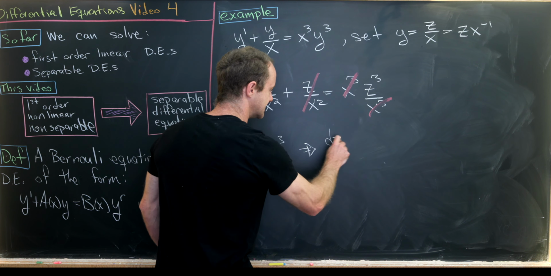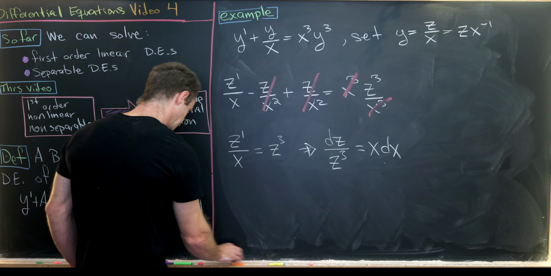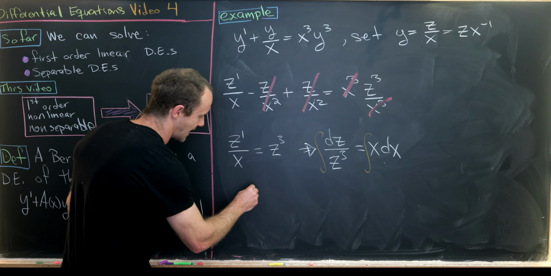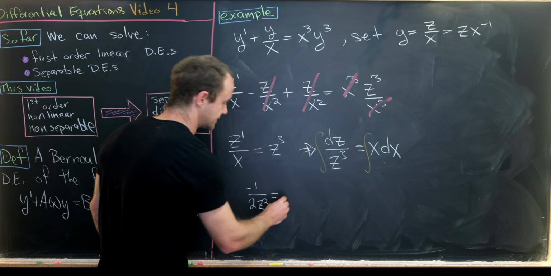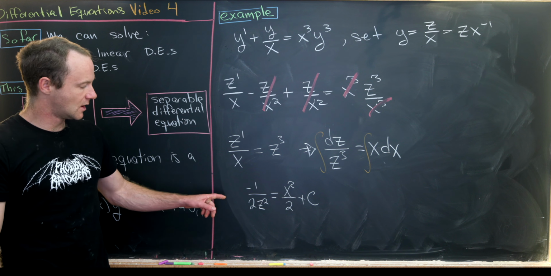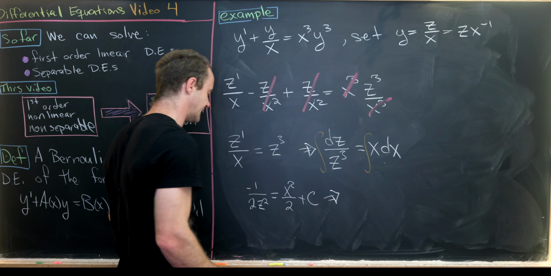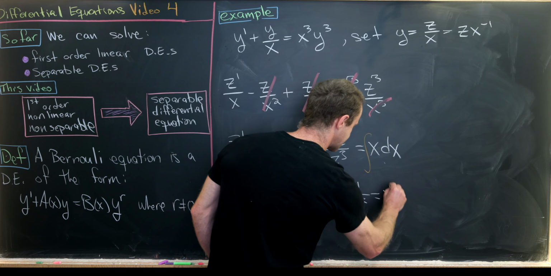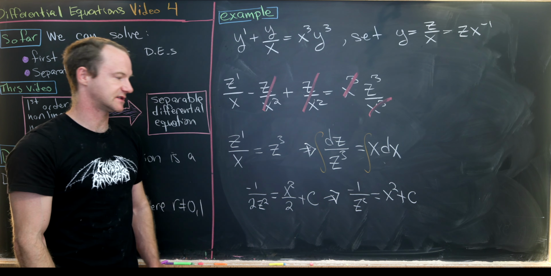Moving things around, we see that dz over z cubed equals x dx. Then we can antiderivative both sides. That's going to leave us with something like minus 1 over 2 times z squared equals x squared over 2 plus a constant. Okay. And then from here, I can multiply both sides by 2 to get rid of that 2 in the denominator. That'll leave me with minus 1 over z squared equals x squared plus a constant. I get that by absorbing the 2 into the constant.